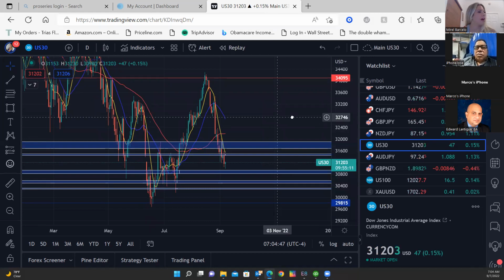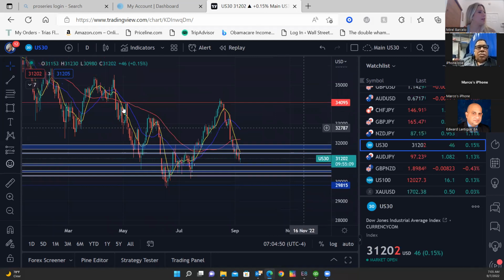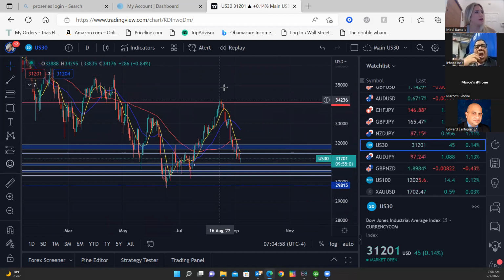All right. So as you could see, US30 has been doing this, right? For the last almost a month, she's been going on a downtrend.